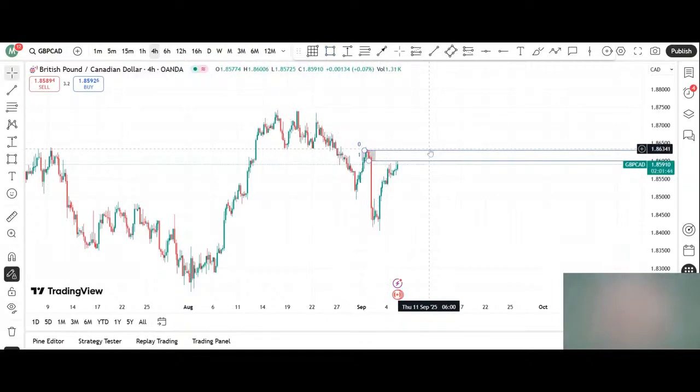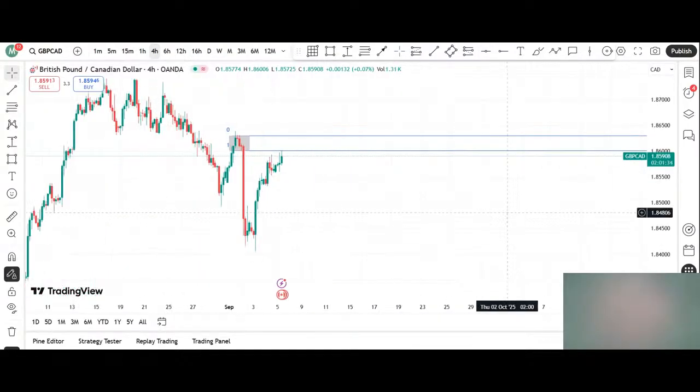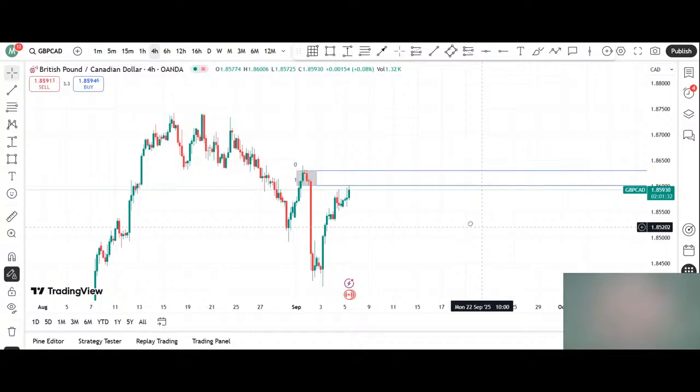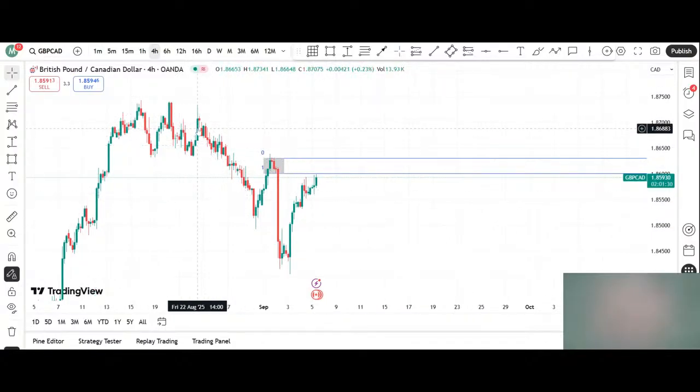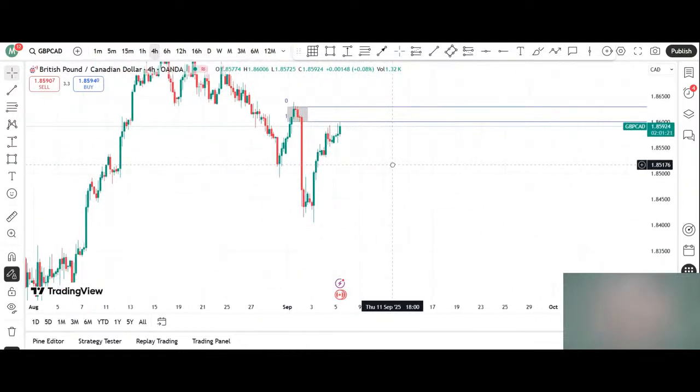British pound, Canadian dollar. I like this short idea. Yeah, Shivu. Good idea. Glad you brought this to my attention. That was obviously rubbish supply on its way down. Not really supply, all sorts of stuff. But then we've now created supply, and we've now come back into it.